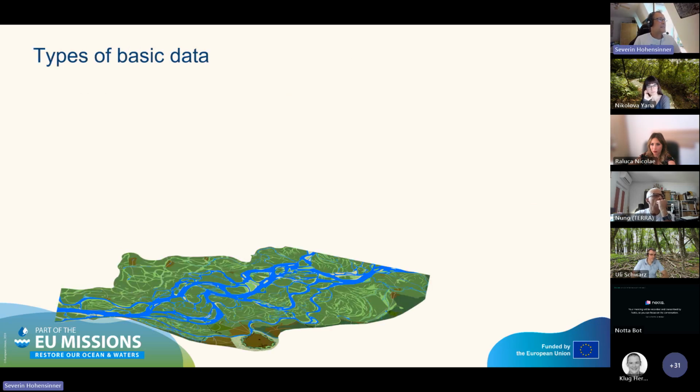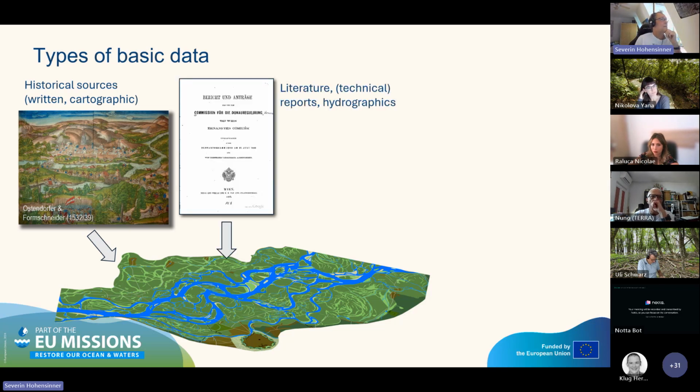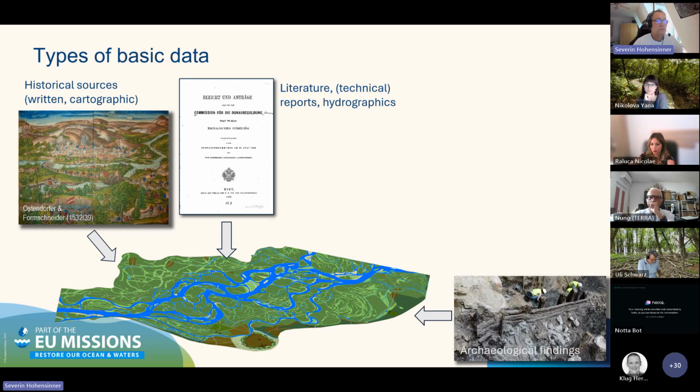Types of basic data: of course, typically historical sources. We also used written sources. Of course, cartographic sources are the most important ones. Then historical topographical literature, current literature, technical reports, hydrographic data. Then we use, as already said, archaeological findings. Here is a riverbank protection in the center of the first district of Vienna, where nobody would think that there was a Danube arm once.